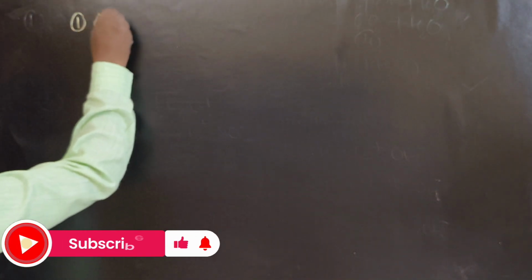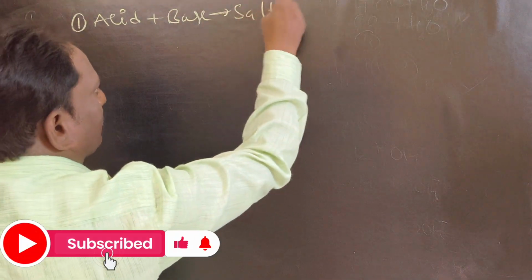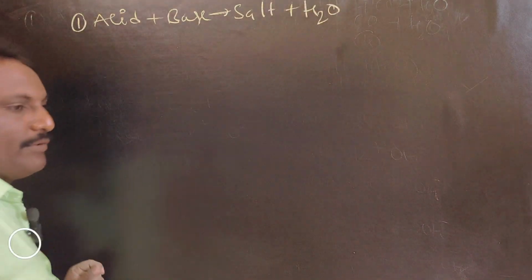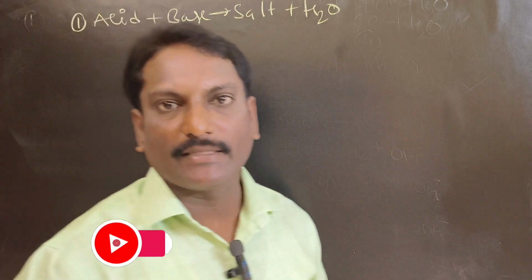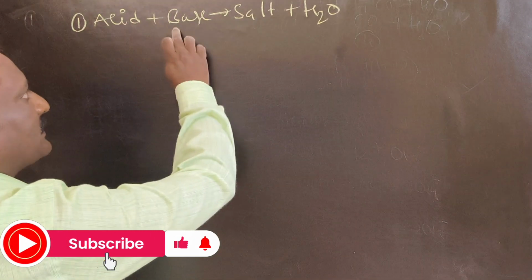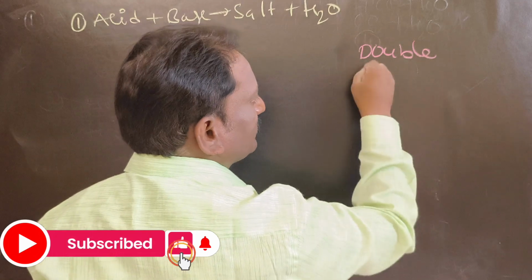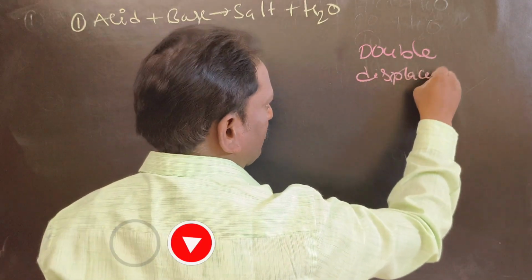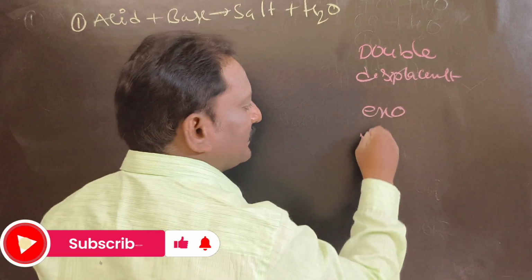So the reaction between acid and base, what kind of reaction is it? Generally, acid reacts with base gives salt plus water. It is called a neutralization reaction. It is also a double displacement reaction, and an exothermic reaction. Please copy this: the reaction between acid and base is a double displacement reaction, it's an exothermic reaction, and this is a neutralization reaction.